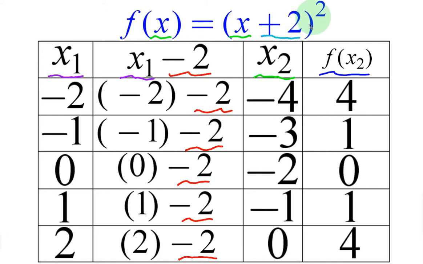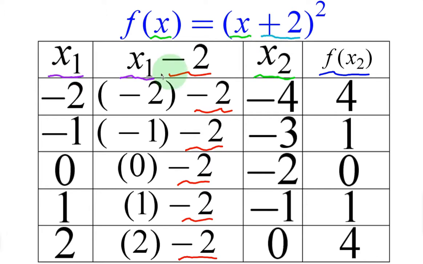The reality is we don't want to just plug in the same x values because we're not going to have a graph that is centered around the origin, especially if this is like plus 100. If we plugged in negative 2, we get 98 squared, which is just insane. We want to be able to look back at a parent function and see how it changed over time.